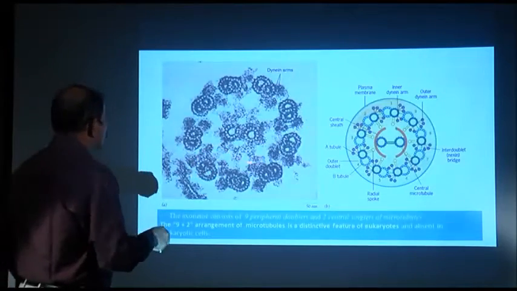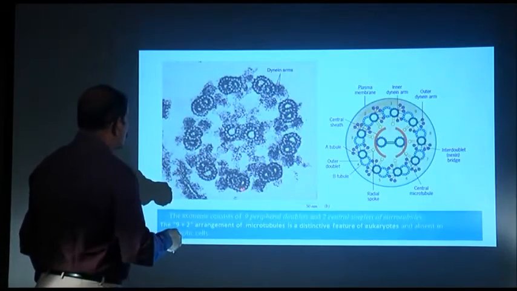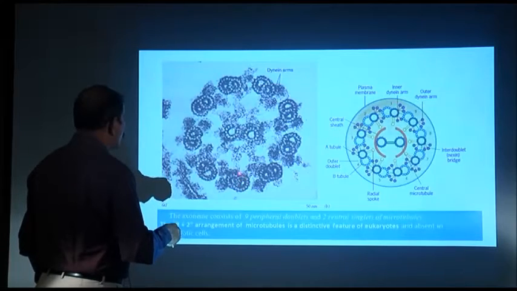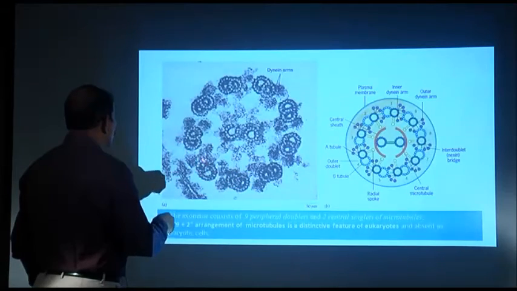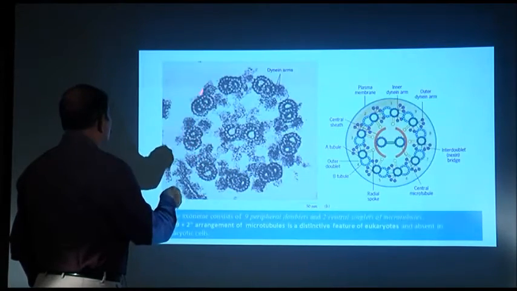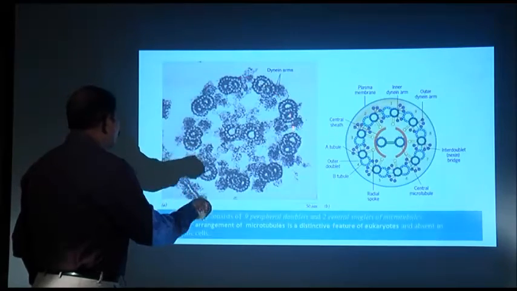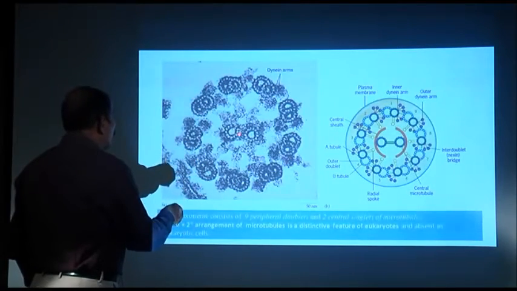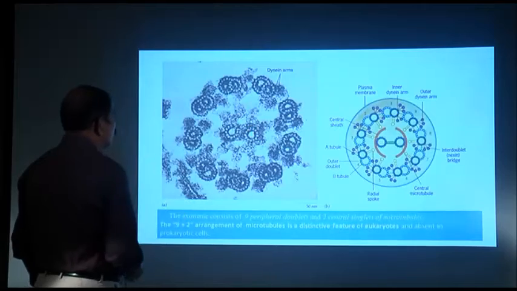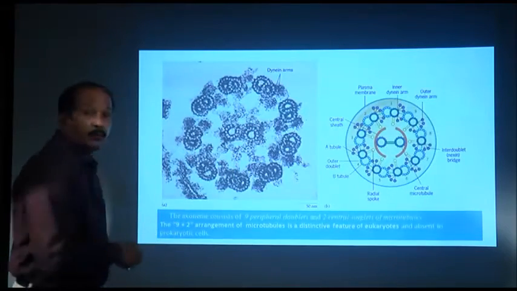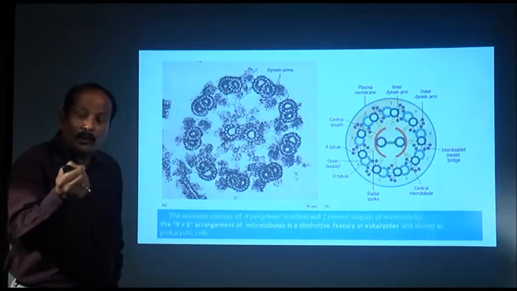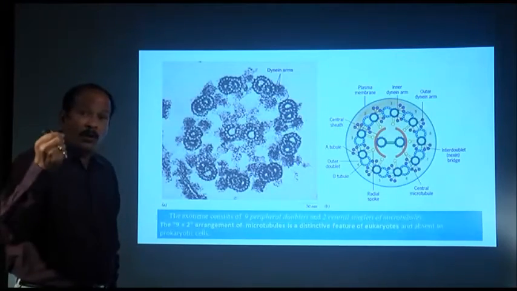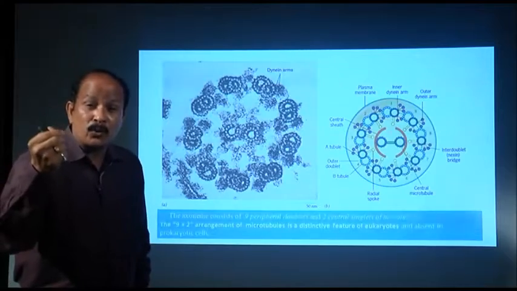Now, 9 doublets: you can see this is a microtubule, this is another microtubule. So, 2 microtubules form a doublet, this is another doublet, this is another doublet, this is another doublet. Likewise, 9 doublets are there in the periphery and 2 singlets are there in the center, and this is an electron micrograph. These proteins could be photographed through electron microscopy. You see the power of transmission electron microscopy.